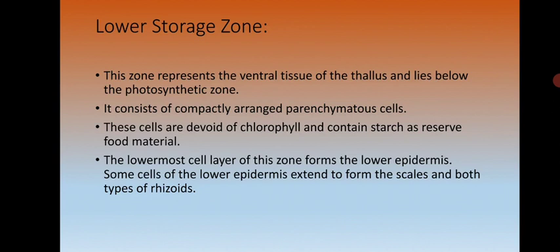The lower storage zone represents the ventral tissues of the thallus and lies below the photosynthetic region. It consists of compactly arranged parenchymatous cells. These cells are devoid of chlorophyll and contain starch as reserve food material. The lowermost cell layer of this zone forms the lower epidermis. Some cells of the lower epidermis extend to form scales and both types of rhizoids.